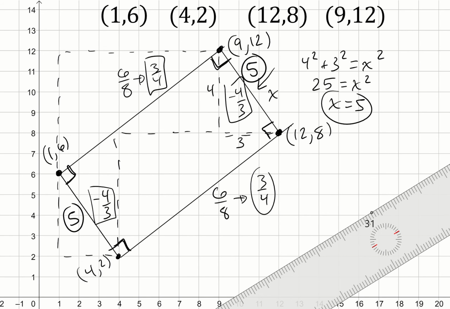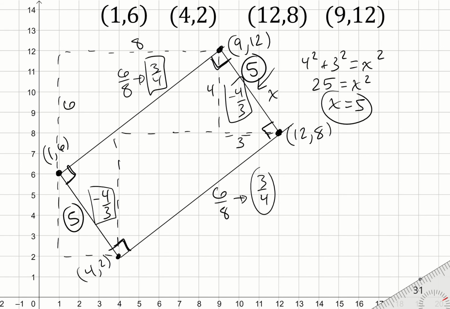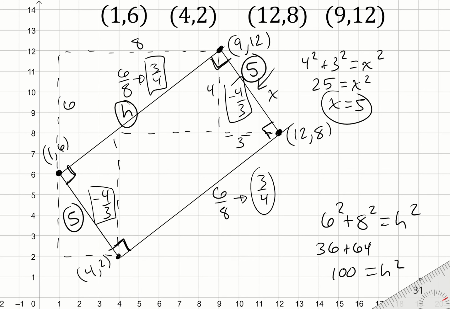If I did this, this was 6 and this was 8. So let's consider that. I'll call this H, for hypotenuse, that's what I'm doing. So I could say 6 squared plus 8 squared is H squared. This is 36 and 64, which is 100. That's what H squared is. So we've got 100, we have 100.